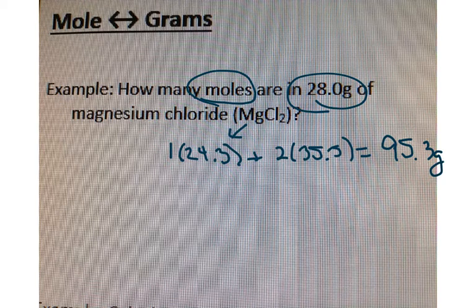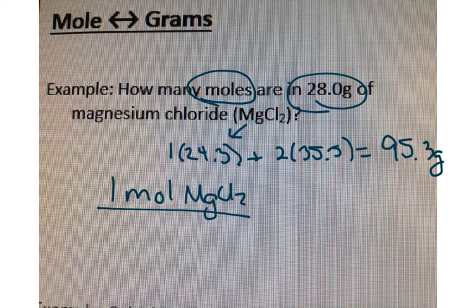So I am going to set up a ratio. I know that for every 1 mole of MgCl2, and yes, you do need to write out the magnesium chloride, for every 95.3 grams of magnesium chloride. Okay, I know that is a true fact. That is my ratio. Now I'm going to set it up to my proportion of how many moles are then in 28 grams of this substance.